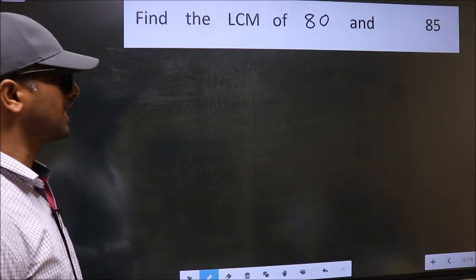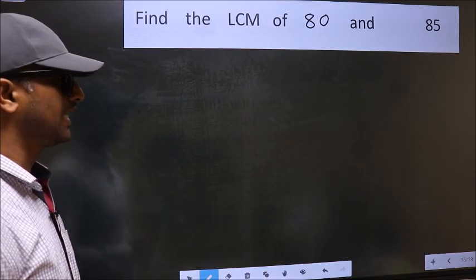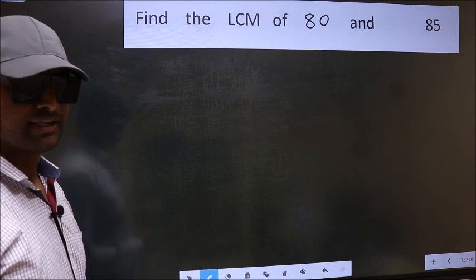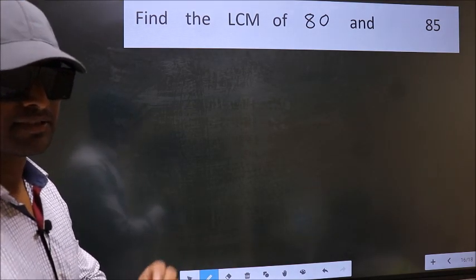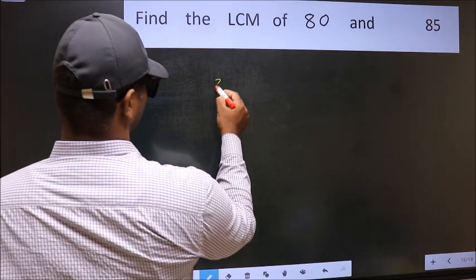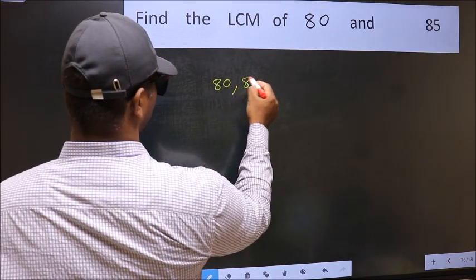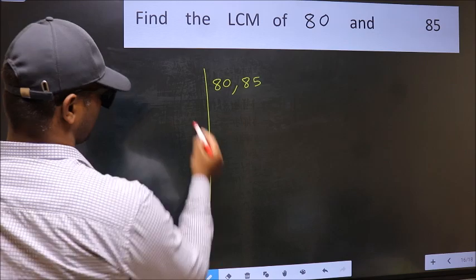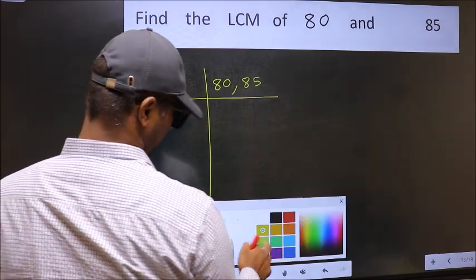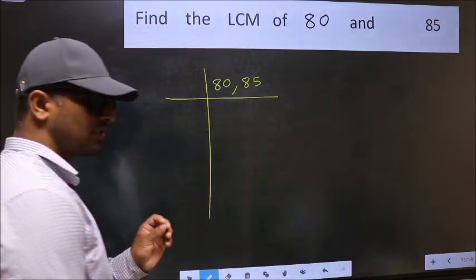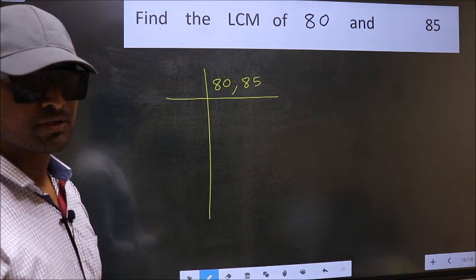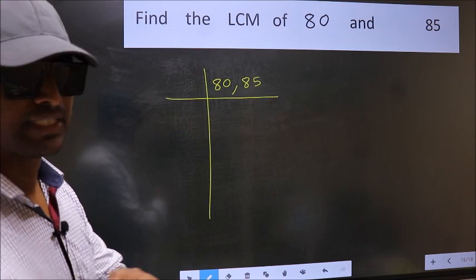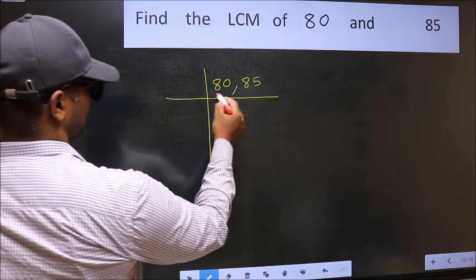Find the LCM of 80 and 85. To find the LCM, we should frame it in this way: 80, 85. This is your step 1.